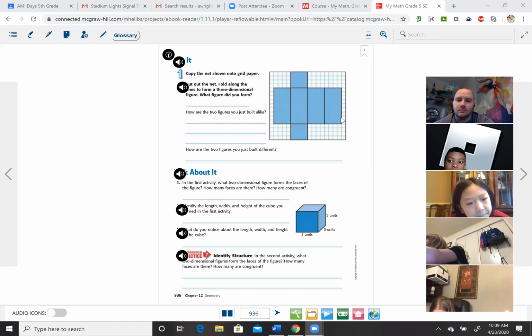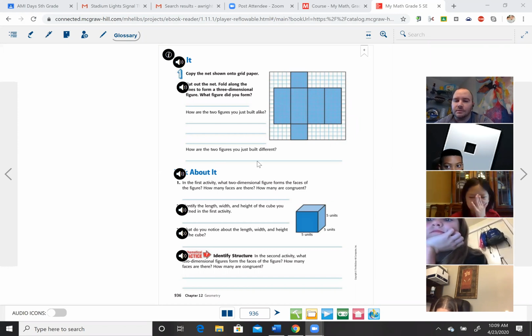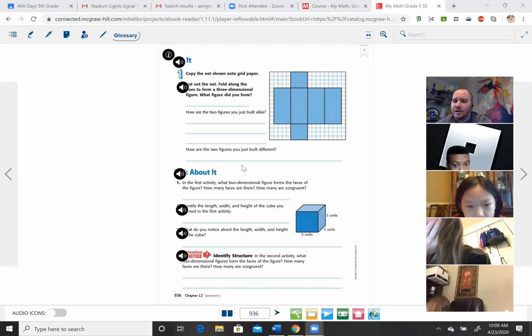Perfect. So it says talk about it. In the first activity, what two-dimensional figures form the faces of the figure? How many faces are there? How many are congruent? So there's like 3 or 4 questions right there. Who can kind of tell me about that first shape?